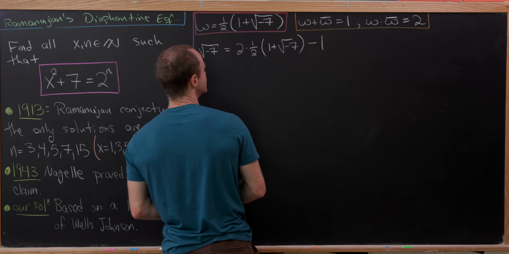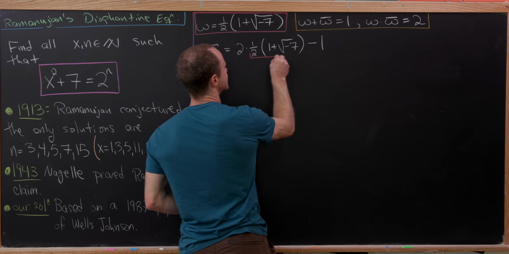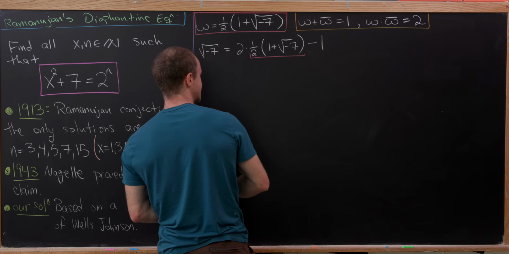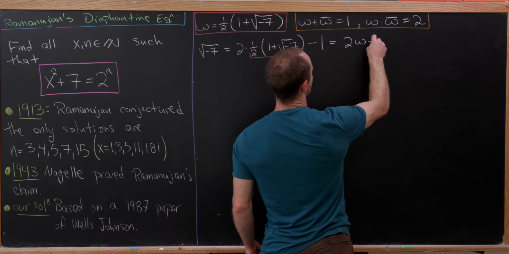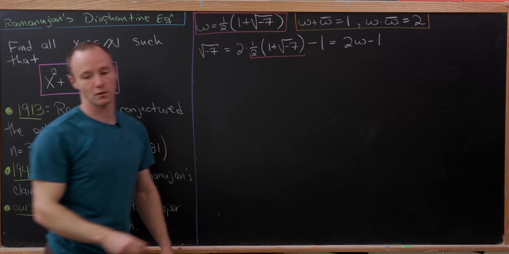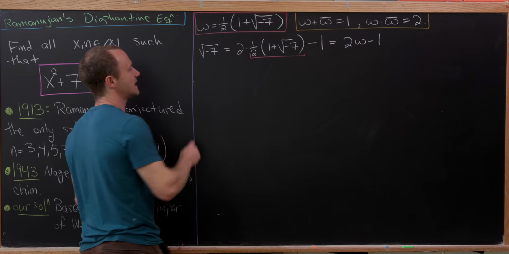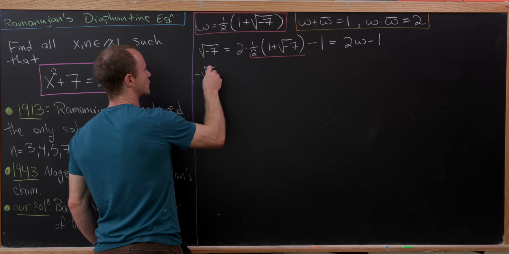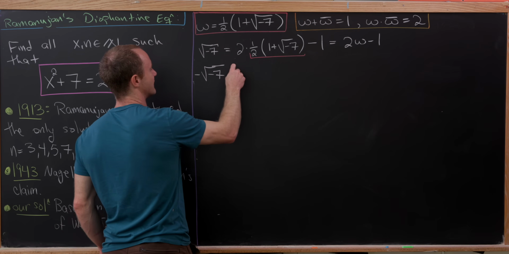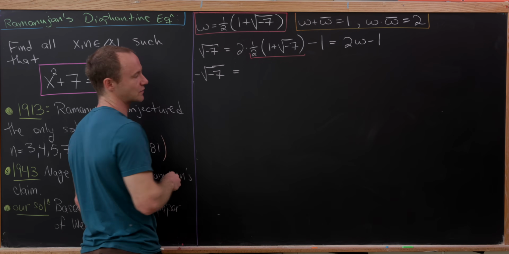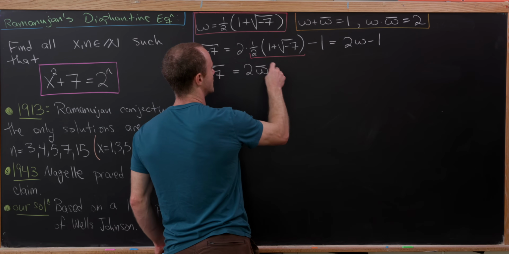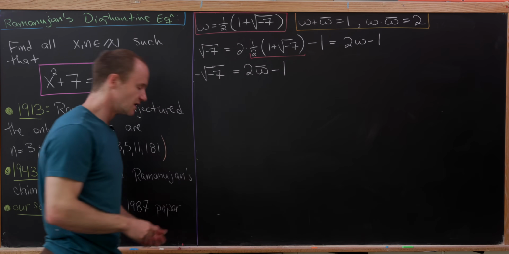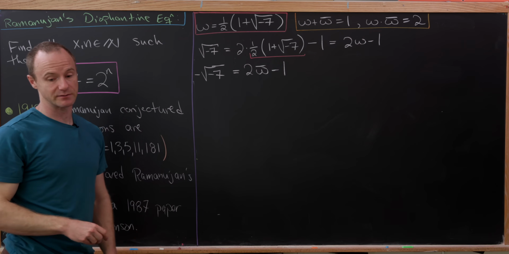And now let's use the fact that all of this stuff that I'm underlining in red is our number omega. So that gives us 2 times omega minus 1. And then similarly, negative the square root of negative 7 is equal to 2 times omega bar minus 1. So you can check that pretty similarly.